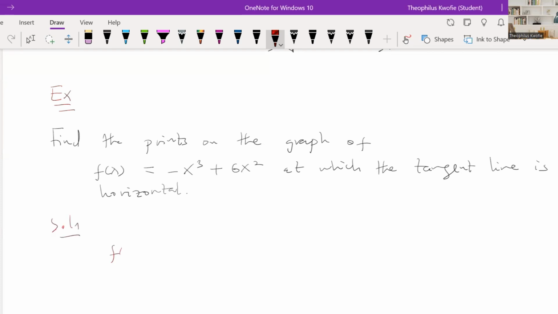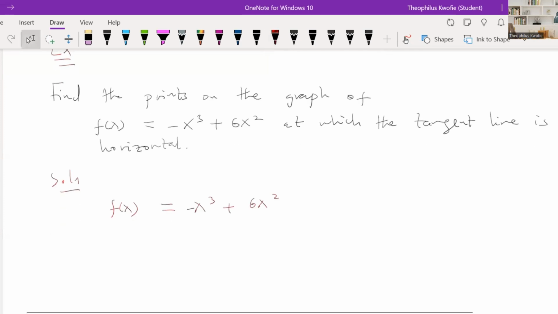So if you have the function f of x equals minus x to the power 3 plus 6x squared. Now, what we need to do is that since we said that the slope of the tangent line is 0, we first have to find the derivative of this. Okay, then set it to 0. Okay, this will help us find the points. Okay, so let's find the first derivative of this function. So this derivative will just be what?